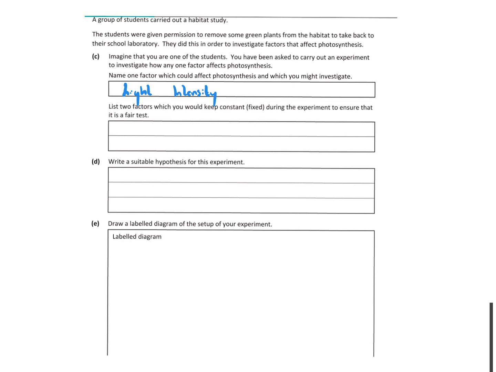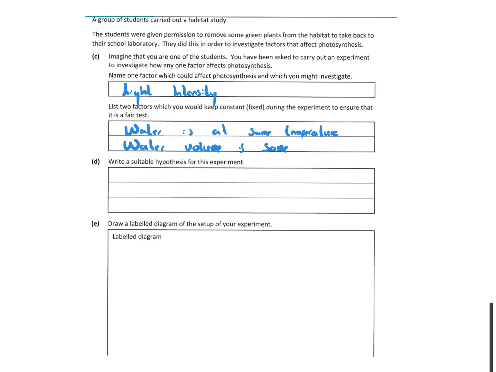List two factors which you will keep constant or fixed during the experiment to ensure that it is a fair test. So we're going to make sure that the water is at the same temperature. And we're also going to make sure that the water volume is the same. So make sure the plant has the same amount of water. Okay, you could keep the carbon dioxide levels the exact same as well, because we're not going to change those.